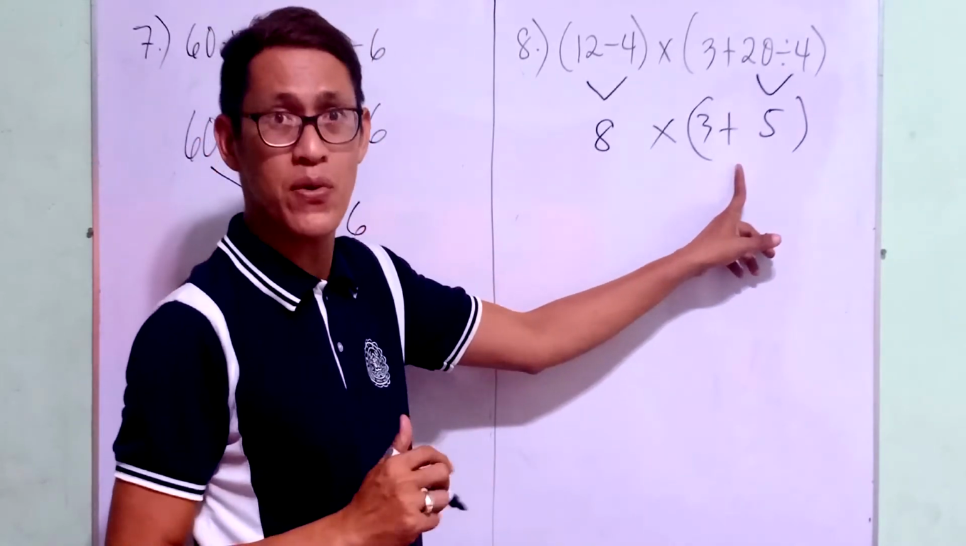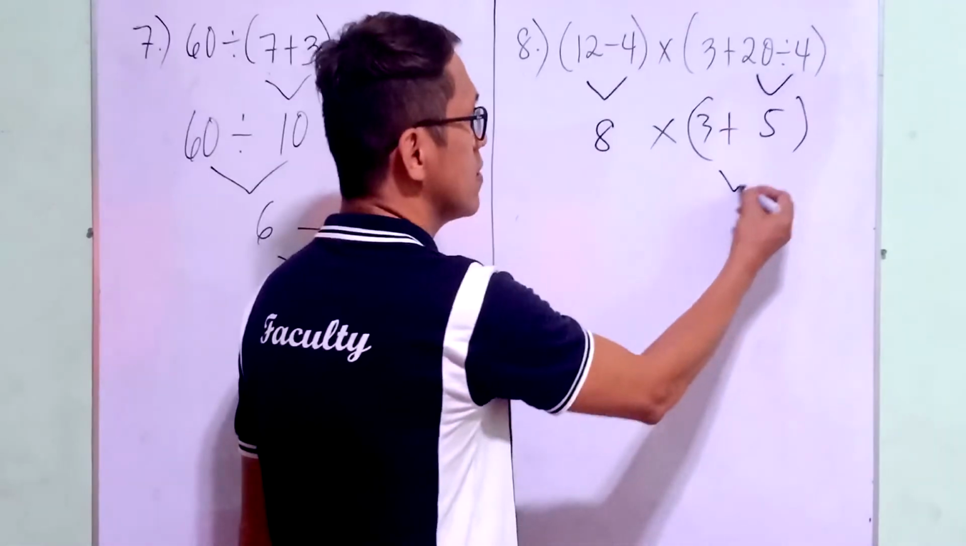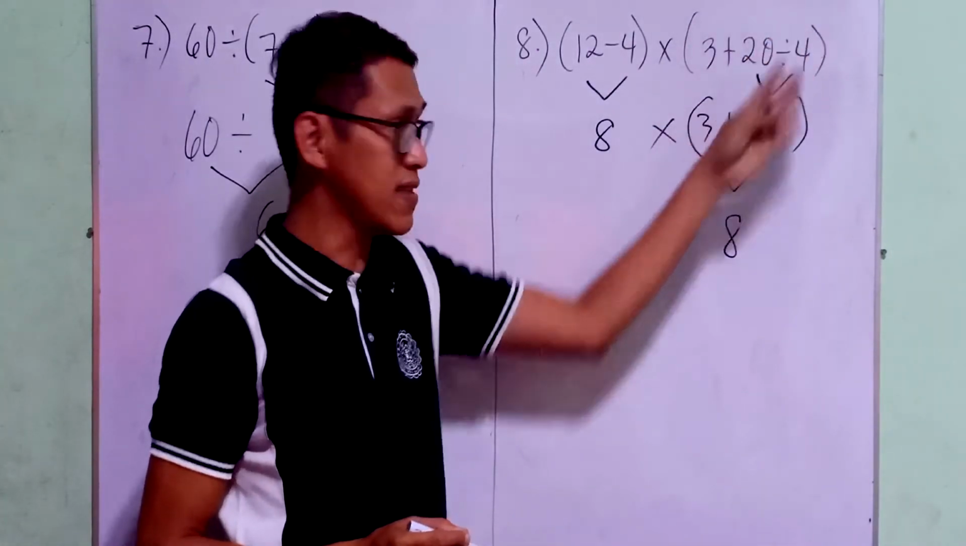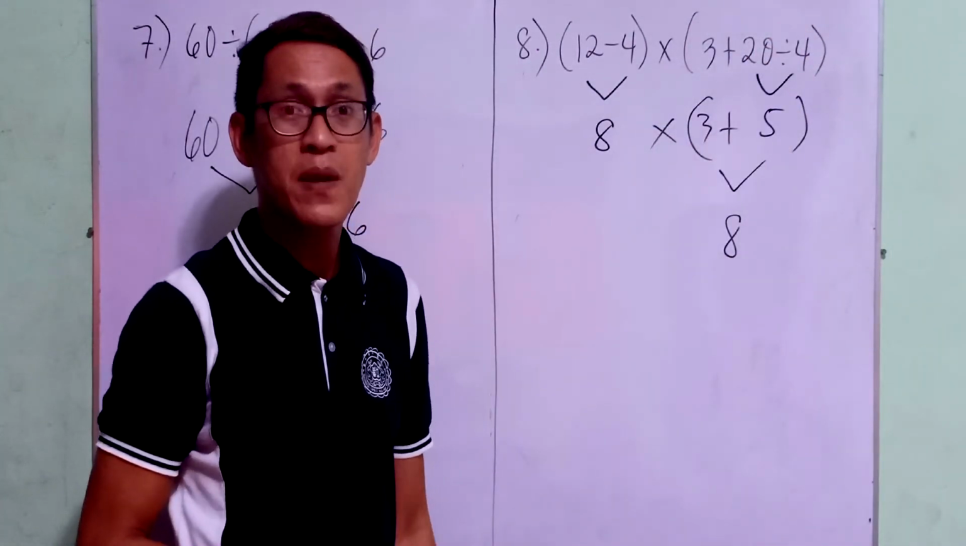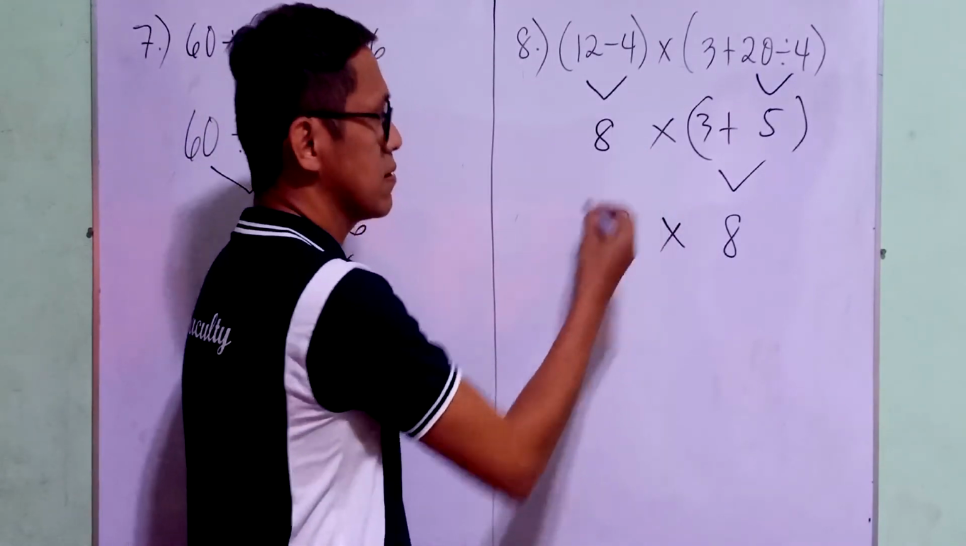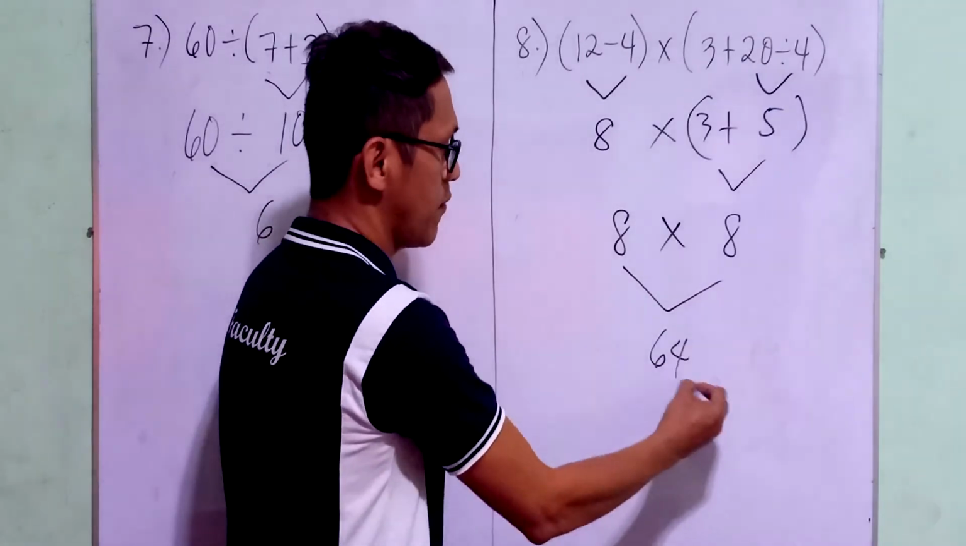But here you still have 3 plus 5. Again, cannot remove yet. So if I add 3 plus 5, that's 8. So the answer here is 8. So you don't need to put the parenthesis anymore. So bring down times 8. So our answer is 8 times 8, that's 64.